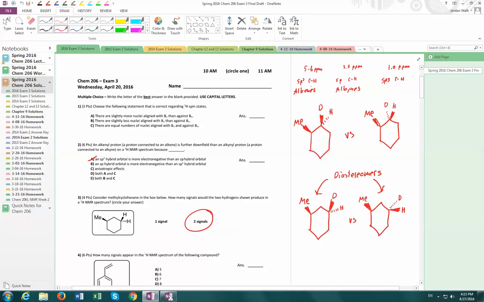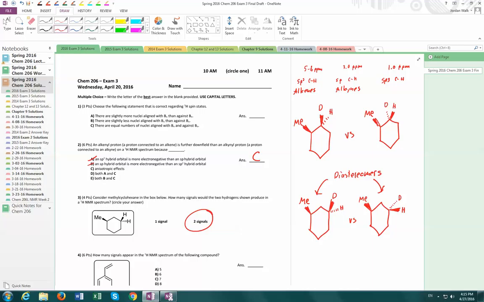I still gave some partial credit for D and E because you've got the anisotropic effect, but ultimately A and B don't really play a role. So it's just C. The sp hybrid orbital is more electronegative because of the lower s character. If there was no anisotropic effect, you would expect the alkyne proton to be further downfield. But that's not what we see experimentally, so it must be the anisotropic effect that causes a shift back. Thank you. Other questions about that?